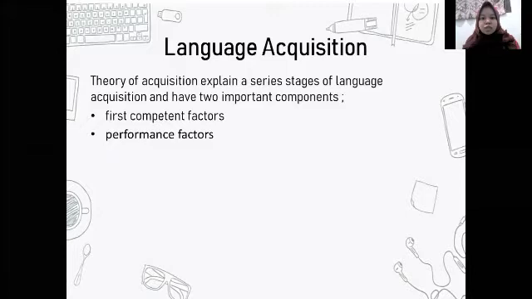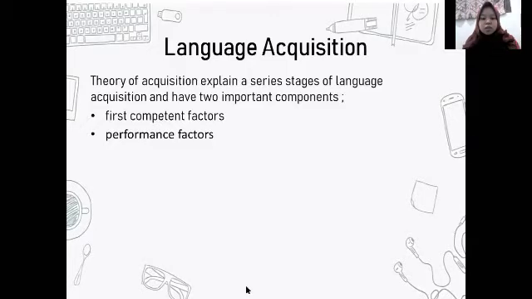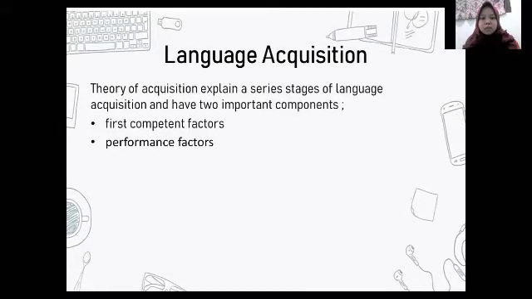Theory of acquisition has two important components. First is competence factors, and second is performance factors. Competence factors is the psychological side of how the child learns the language, more specifically how the rules of grammar are developed and contribute to the development of language. And second, performance factors, that's about how the child comprehends and produces the language.